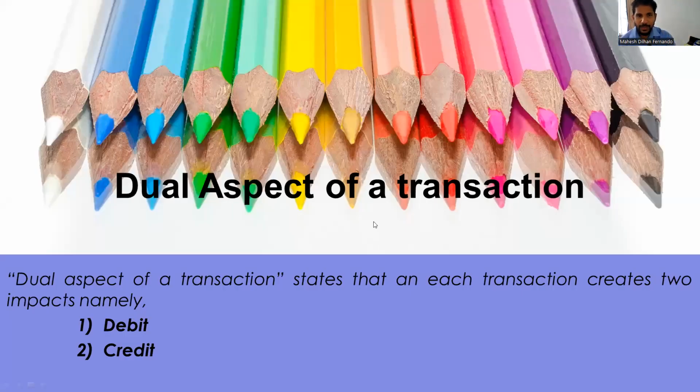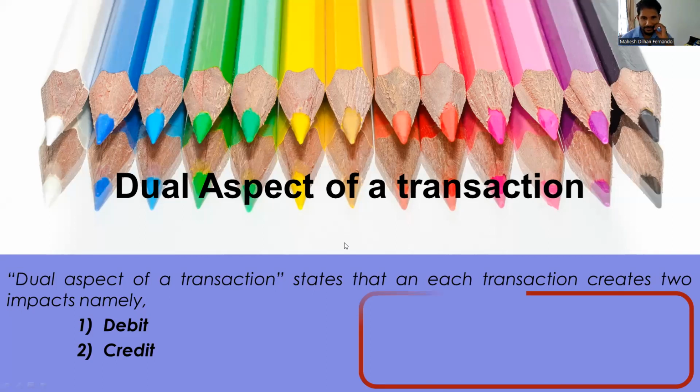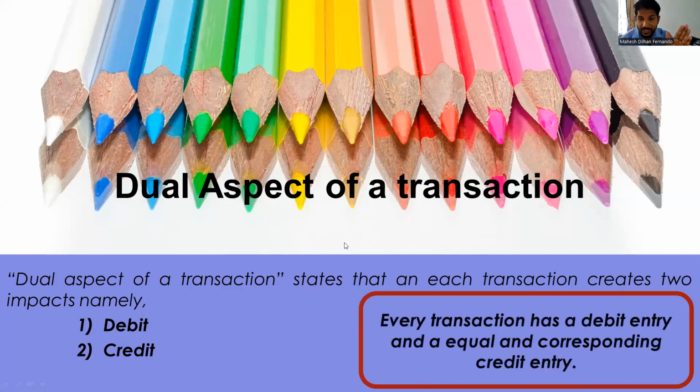What are the two words for that? Every transaction has two effects. The first effect is debit, the second effect is credit. Are we clear? Good. Now, every transaction has a debit entry. I told you, there are no transactions with just one effect. Every single transaction has a debit entry and a corresponding credit entry. Something to be remembered. Let's say that you have debited an account.